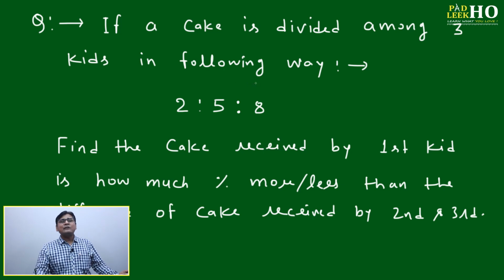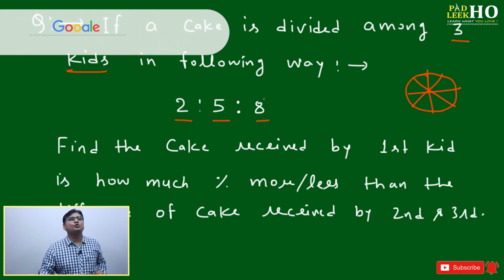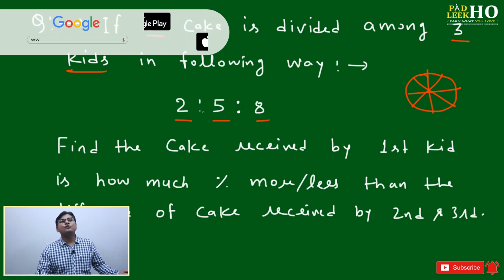Here we'll try to understand fraction in terms of ratio. If a cake is divided among 3 kids, there is one cake. Cake is generally round, and we will cut it any way; we are not bothered how they are cutting. We are dividing it in the ratio of 2:5:8, and all the cake is consumed, because only 3 kids are there, and all 3 kids will eat a single cake in the ratio of 2:5:8.